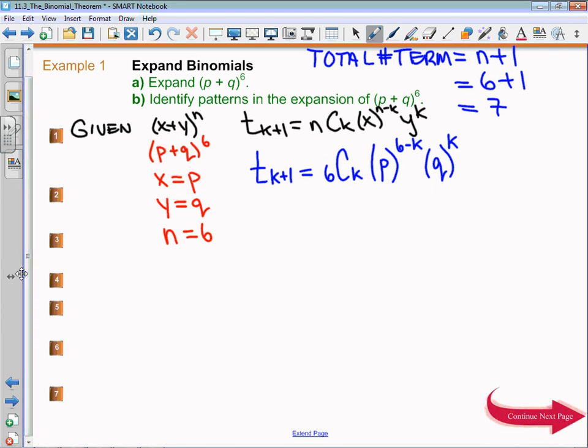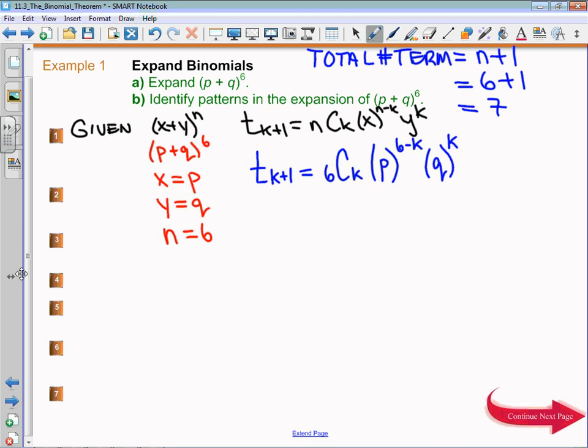The reason we do is because the very first term, k is 0, and then we keep increasing k until it's equal to n. And really what that means is if I asked you to count to 6, you would probably just say 1, 2, 3, 4, 5, 6. But for the binomial expansion theorem, to get up to 6, we have to include 0. So we get 0, 1, 2, 3, 4, 5, 6, which is 7 numbers. So there's 7 terms.